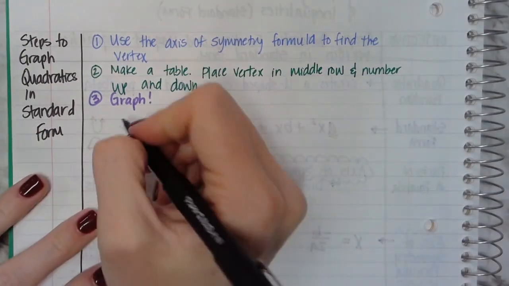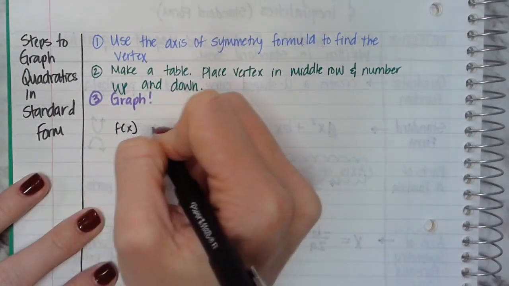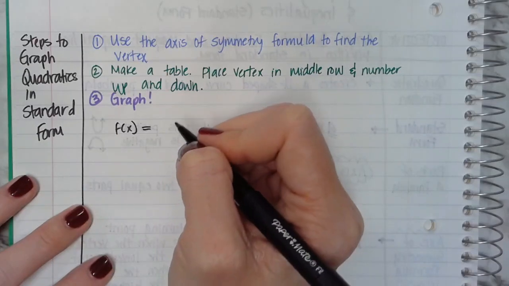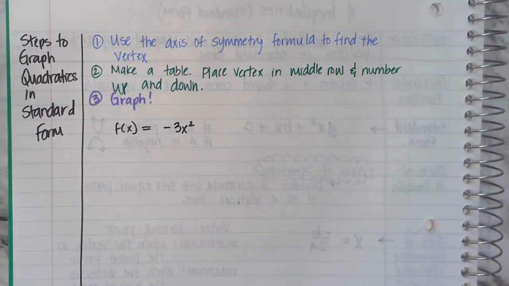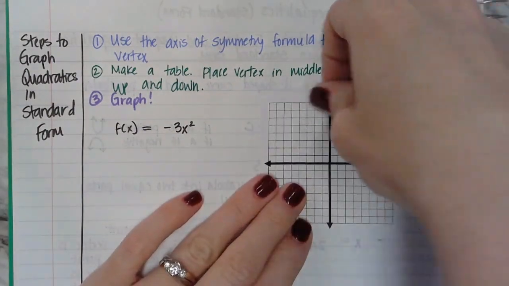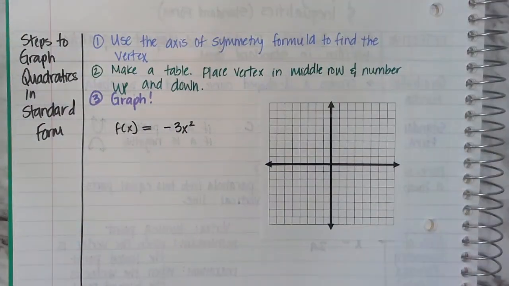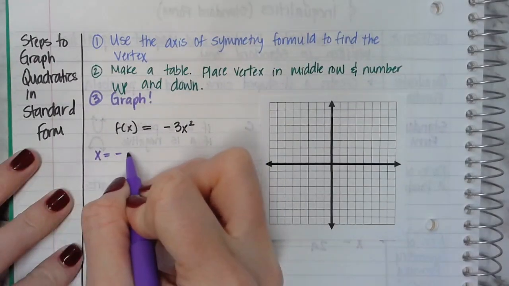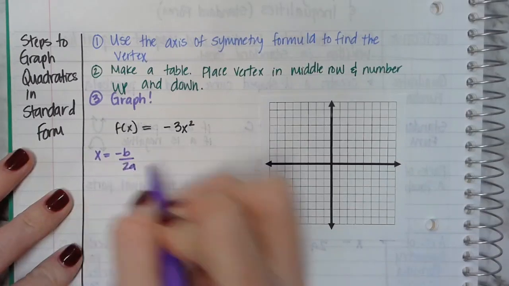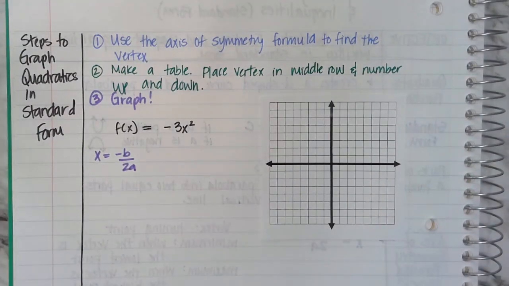Okay, so let's say we have f of x equals -3x squared. The first thing we want to do is use the axis of symmetry formula to find the vertex. The axis of symmetry, again, is going to give us the x value of the vertex. So our axis of symmetry formula is x equals -b over 2a. And so we're just going to plug those things in.